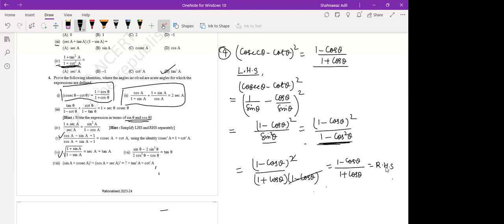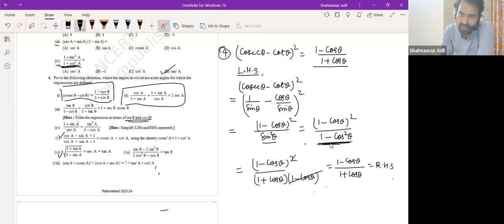Yeah, so you see that this is 1 minus cos square theta. So I can write it as 1 square minus cos square theta, right? So this is a square minus b square. What is a square minus b square? A plus b and a minus b, right? Clear?